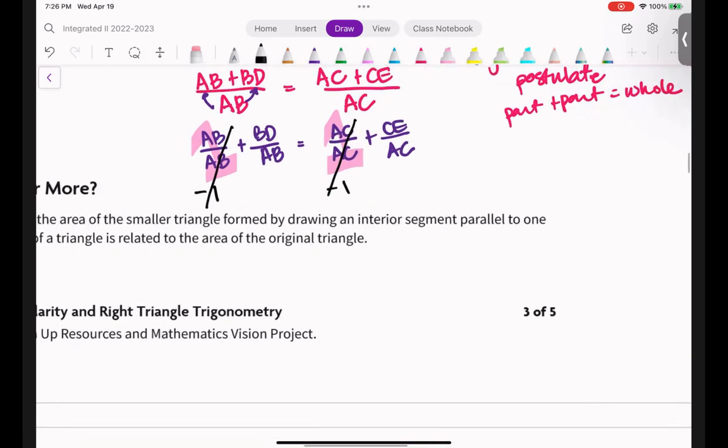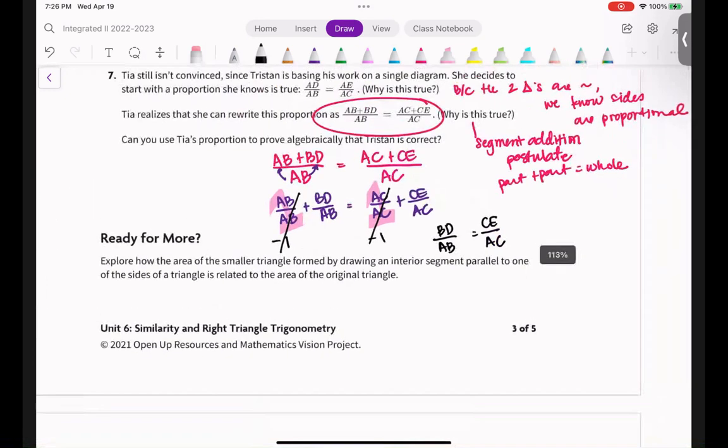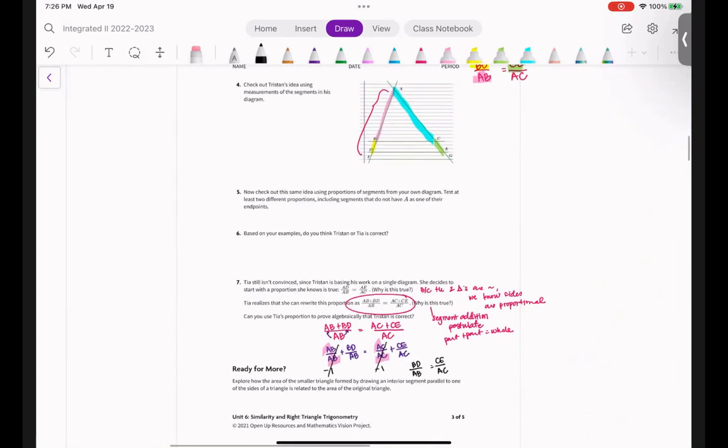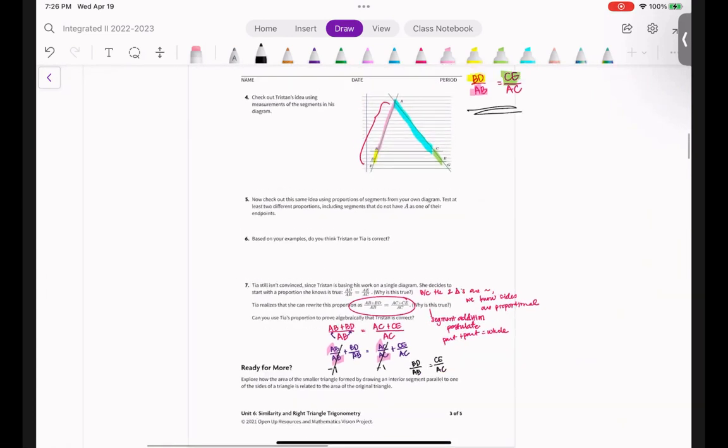And then I'm going to write this last statement out here. Leaving these alone, I get BD over AB is equal to CE over AC. And that's what we originally sought to prove up here, right? That's what Tristan said. So Tristan was right. And I want you to check out that proportionality, right? I want you to be comfortable with that proportionality.